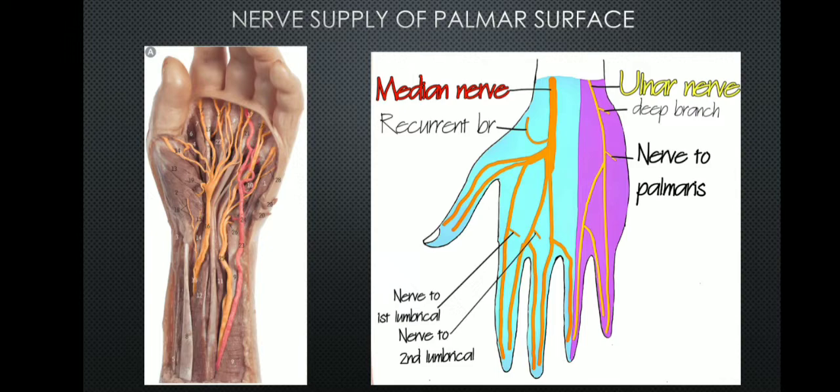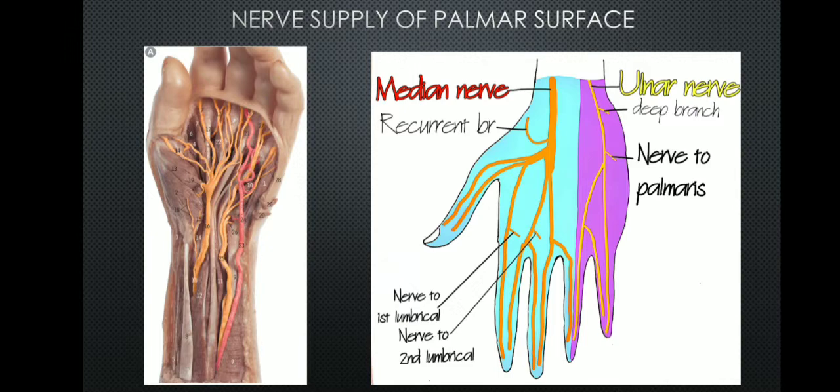Now the deep terminal branch, as it originates from the deep branch, supplies the three muscles of the hypothenar eminence. As the nerve crosses the palm, it supplies the medial 2 lumbricals and 8 interosseous muscles, both the dorsal and the palmar interosseous muscles. The deep branch terminates by supplying the adductor pollicis and occasionally the deep head of the flexor pollicis brevis muscle.